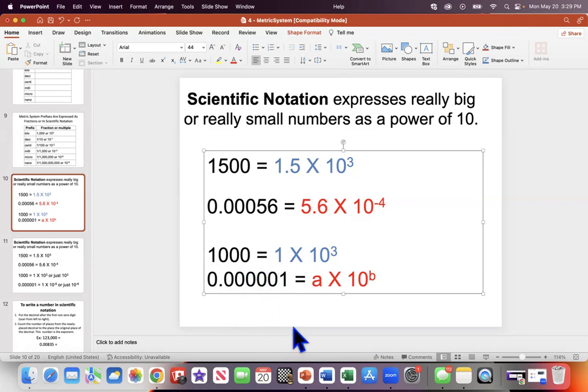Are we done? No, because this number is 0.1. The number needs to be bigger than 1. So -6, we move to here. So you step to the right 6 times. So the A number is 1. And B number is -6. So that's how you do the scientific notation.